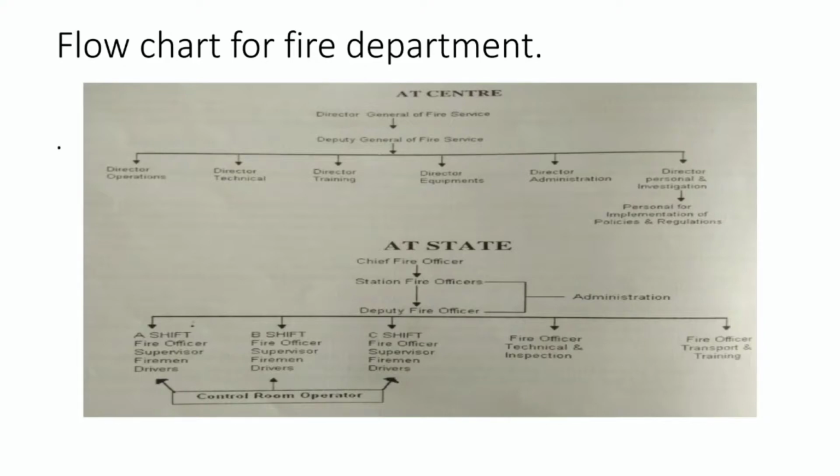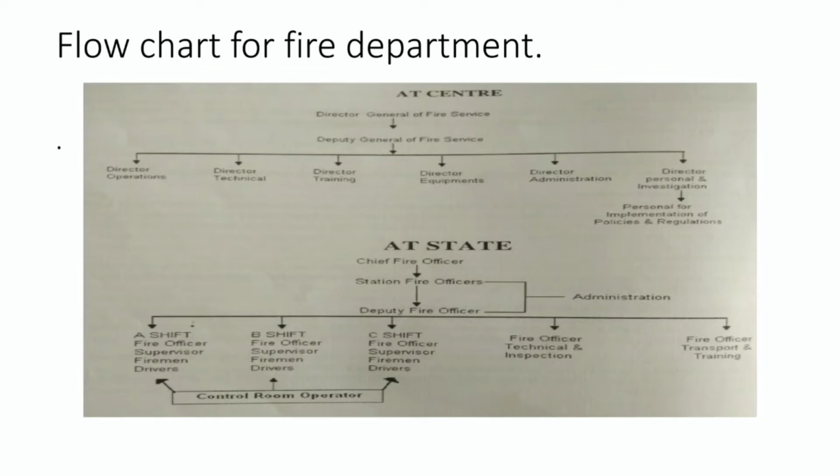From there we have the flow chart of director operation, director technical, director training, director equipment, director administration and director personnel and investigator. These are the six major directors who come under the Deputy General of Fire Services. And at the state level you can see the chief fire officer, who will take direct command from the Deputy General of Fire Services, and the station fire officer, deputy fire officer and administrator. Both the station fire officer and deputy fire officer will be on the ground in the department.